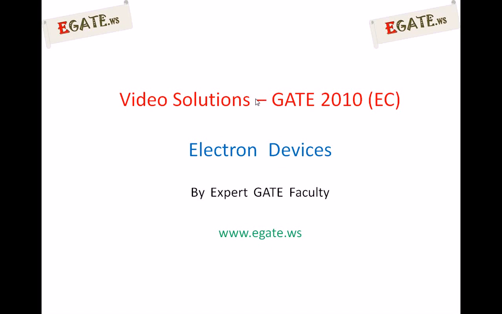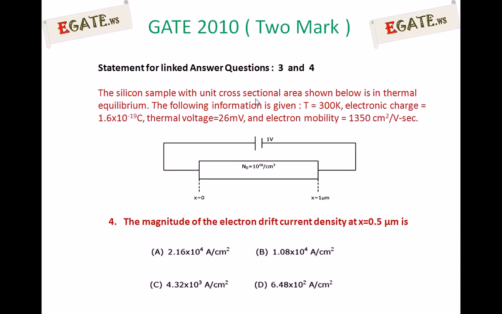Solutions for GATE 2010 ECE branch. The topic we are discussing is electron devices. We are discussing a series of 2 marks questions. This is the last question asked, the fifth one. Statement for linked answer questions.